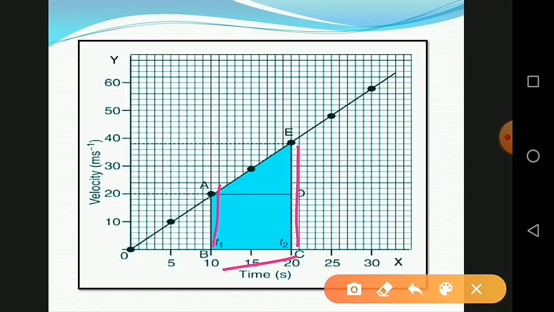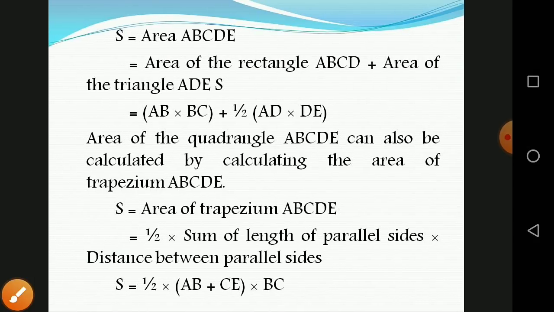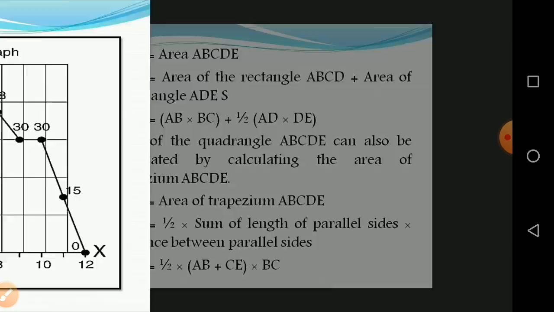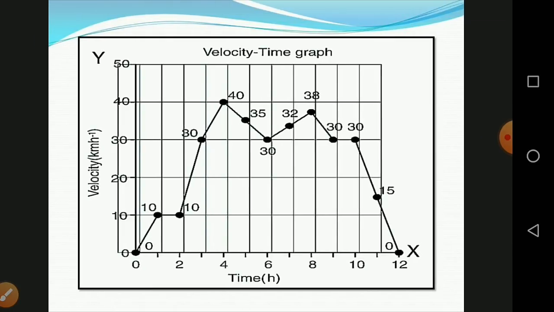In the case of non-uniform acceleration motion, the distance-time graph and velocity-time graph can have any shape as shown in the figure. If you see these figures, this is the velocity-time graph for non-uniform acceleration.